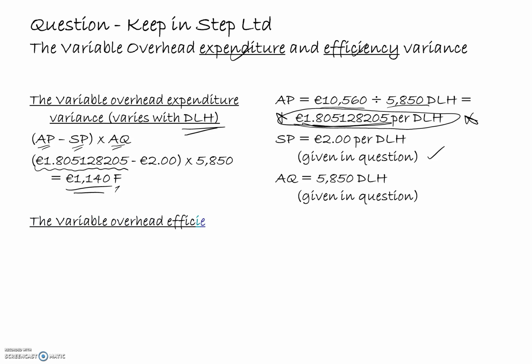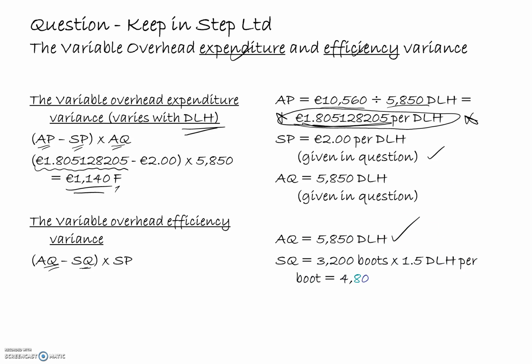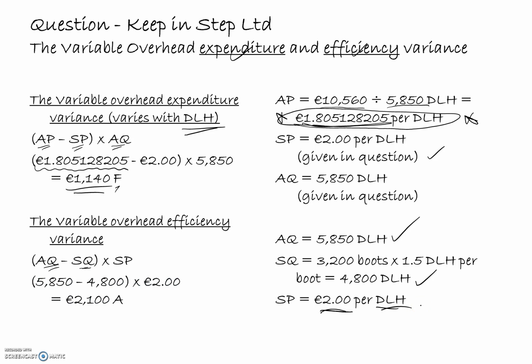And then finally, the variable overhead efficiency variance. Well, since we've already mentioned variable overheads vary with the labor hours, the actual quantity and the standard quantity are going to be the same as for labor. Have a quick look back at the labor if you're not too sure. But the figures we need: actual quantity 5,850 direct labor hours, standard quantity 4,800 direct labor hours, and the price, it's €2 per direct labor hour for the variable overheads. So if I pop those in, I get 2,100 as an adverse variance.